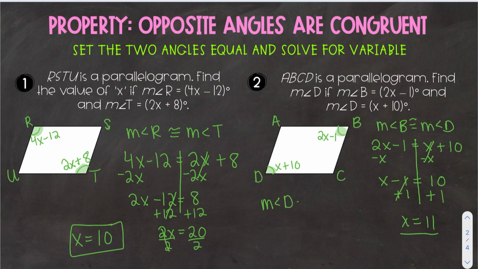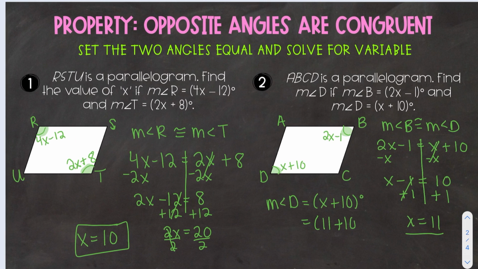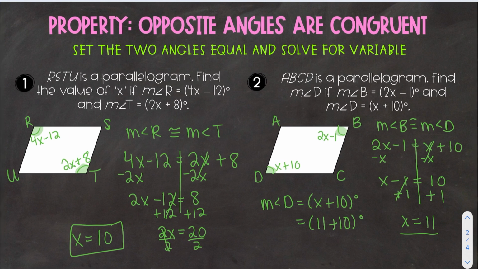So angle D was labeled as x plus 10 degrees. We did all that work to figure out the value of x is 11. So I'm going to substitute the value of x, which is 11, in for x. So I can do 11 plus 10 to figure out how many degrees it is. So 11 plus 10 is 21. So our final answer is 21 degrees.